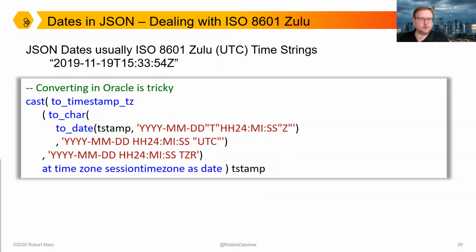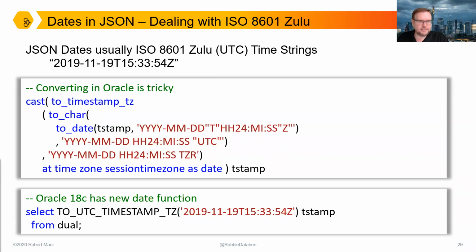And even Oracle noticed that that is a little bit tricky and complicated. And so in Oracle 18, there was a new date function added, which is called to UTC timestamp with time zone. And this new function happens to be available in Oracle 18, and it accepts those JSON style date formats. And this is very much simpler than this one above. Okay.